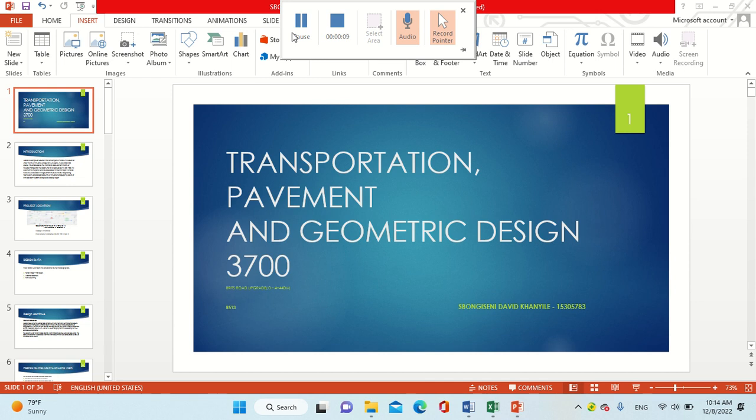My name is Sbonsani David Kanyile. My student number is 15305783. The lecturer has initiated a project for us to design or upgrade an existing road.